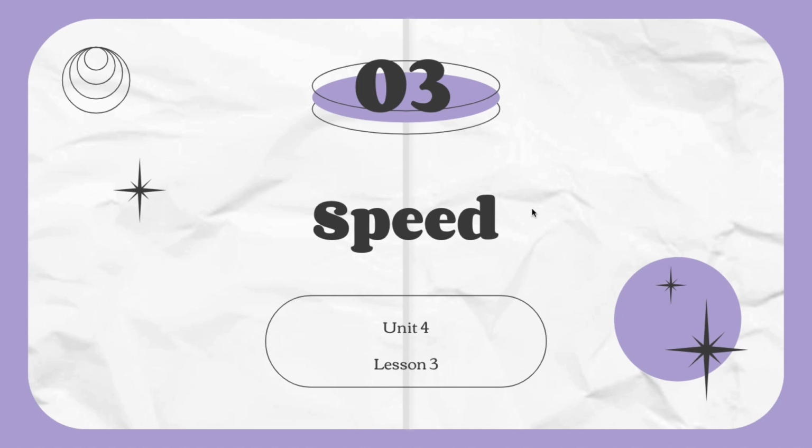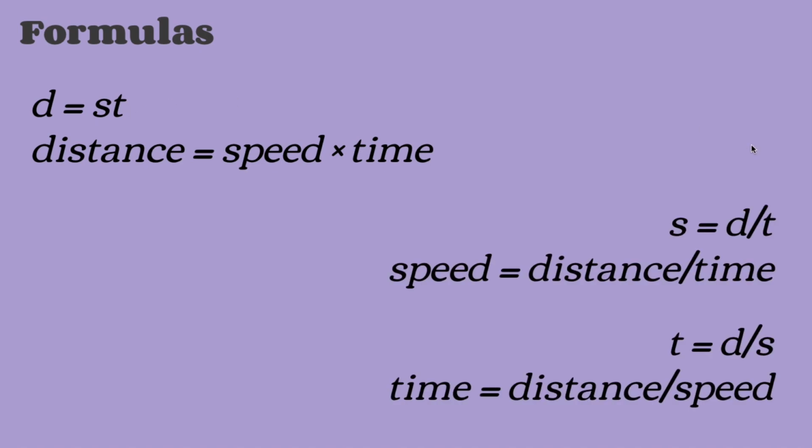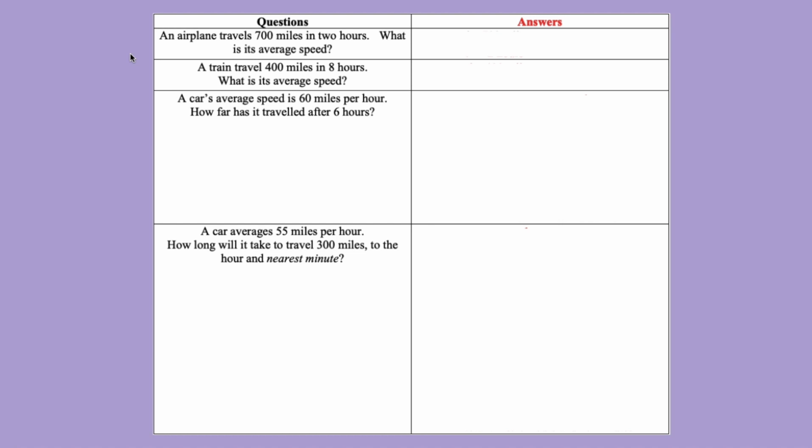Algebra 1, Speed. So when it comes to speed, we have our main formula, which is distance equals speed times time, or d equals st. This can also be rewritten to fit what question you're being asked, as speed equals distance over time, or time equals distance over speed. But you can always change your formula to this original formula and just substitute your values. So first we're going to go over some questions together.